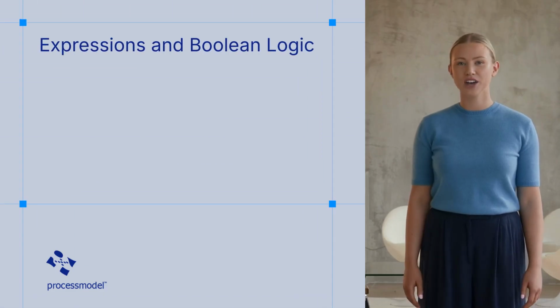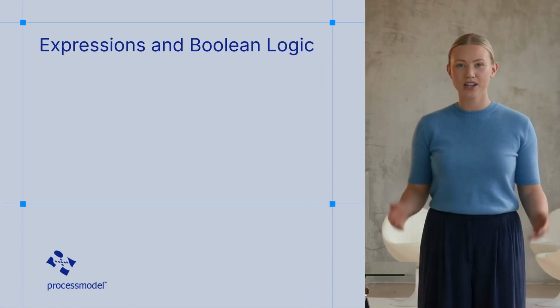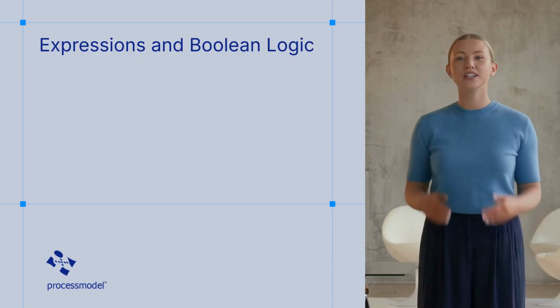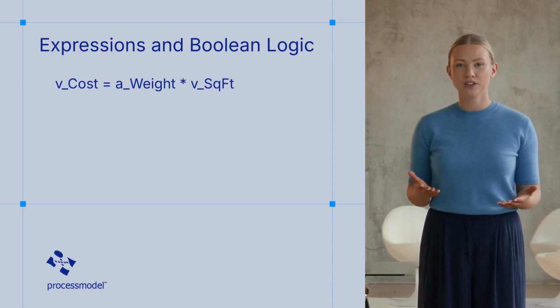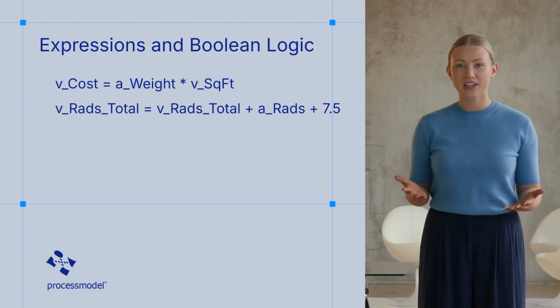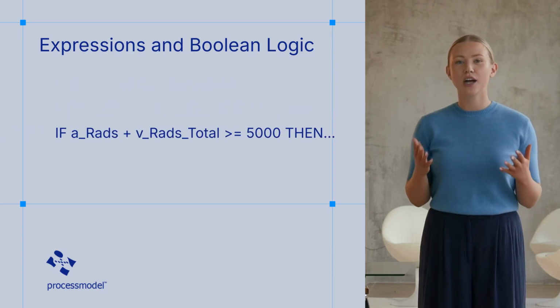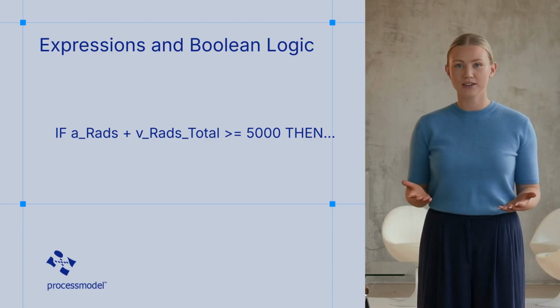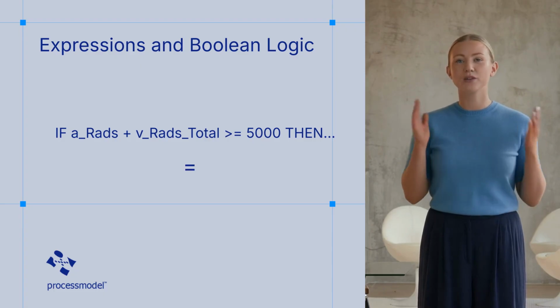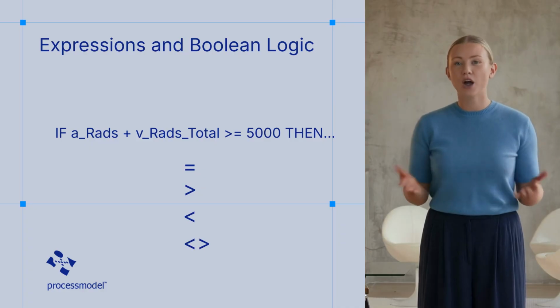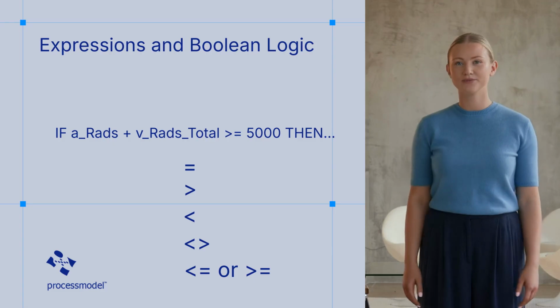At the heart of action logic are expressions and Boolean logic. Expressions follow standard mathematical rules. You can combine attributes, variables, and numbers using standard operators like multiplication, division, addition, and subtraction. When you need to make a decision, like, should this part go to inspection, you use Boolean expressions. These compare values to return a true or false result. You have your standard operators here: equal to, greater than, less than, not equal to, and less than or equal to.